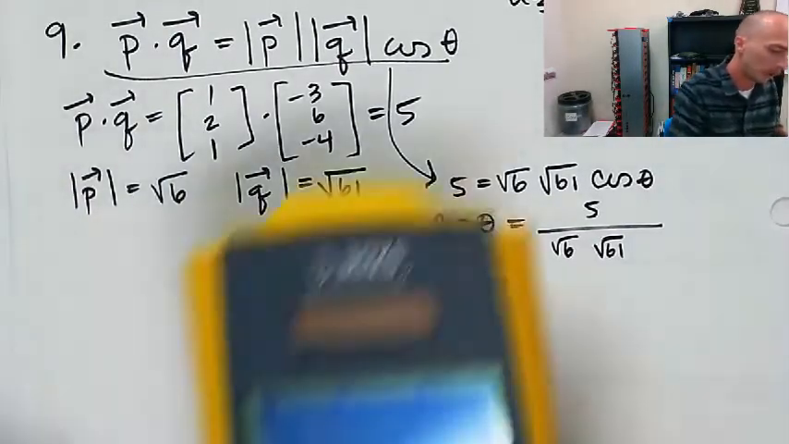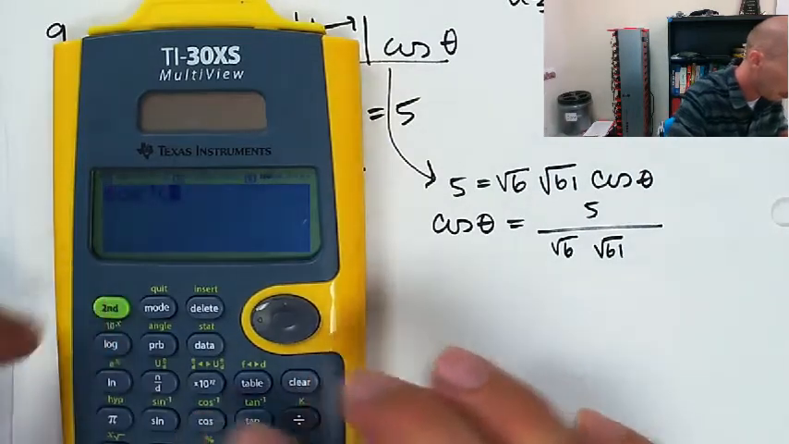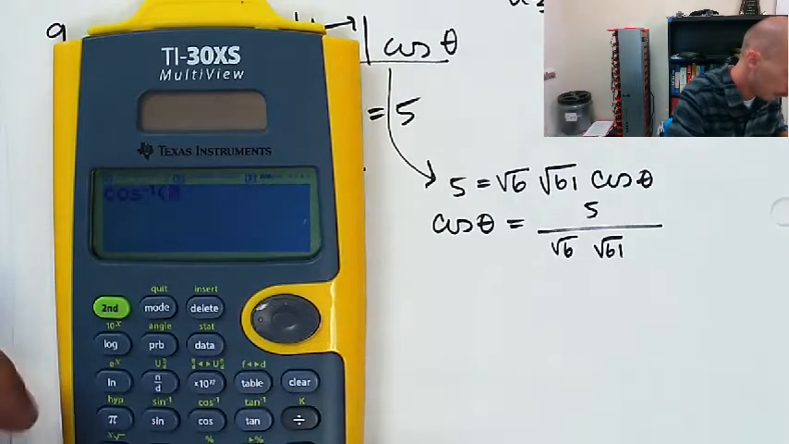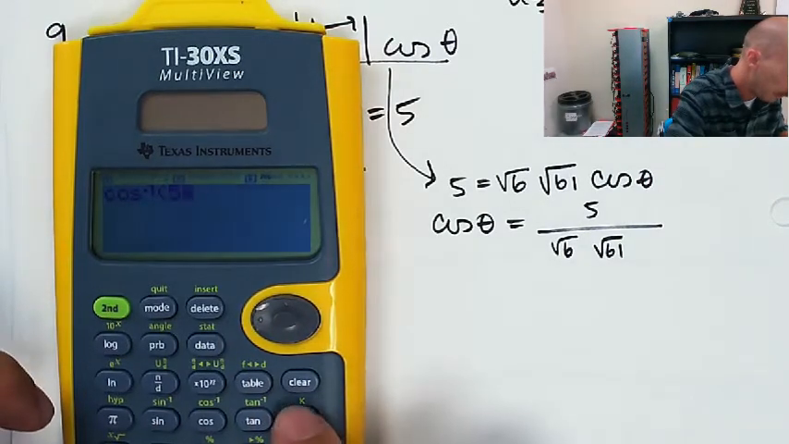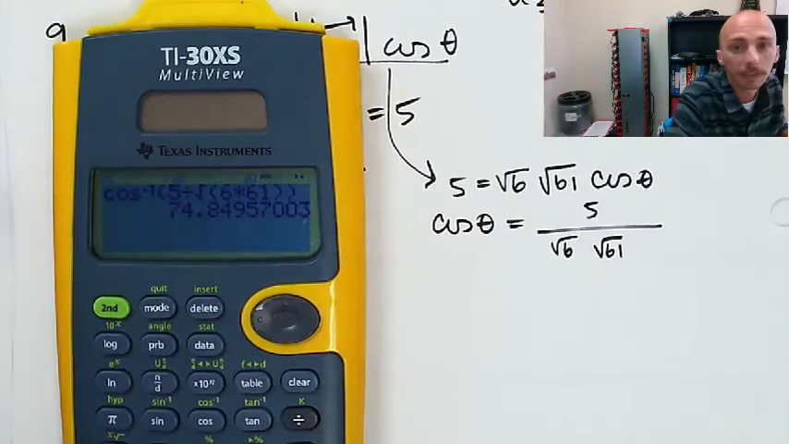All right, so I've set my calculator into degree mode, and I'm going to take inverse cosine of, no, I don't have the fraction bar set. So 5 divided by the square root of 6 times 61 on the inside of the radical. And that will give me 75 degrees or so.